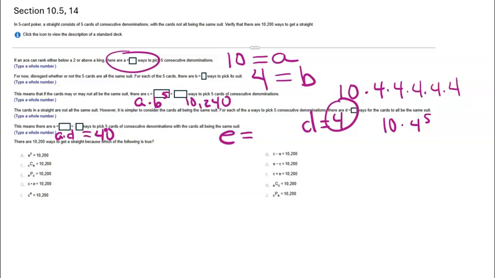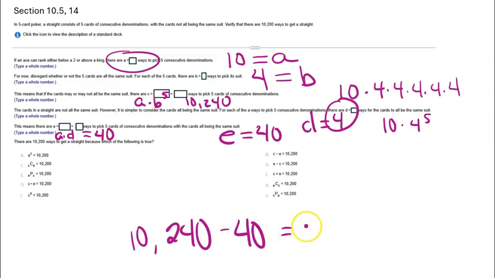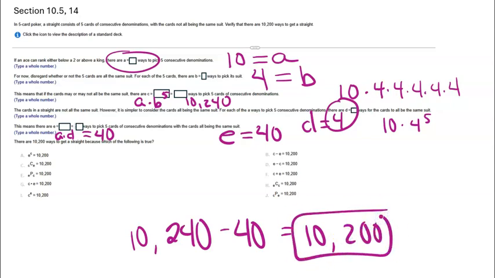But remember, we're trying not to count those. We're trying to eliminate those. So they call that E, which is 40. Finally, in the last question, where's the 10,200 coming from? Well, notice the total we got earlier was 10,240. And we're subtracting out all the ways that they could be the same suit. So I'm subtracting out that 40, which is going to give me 10,200, which is the answer to the question.